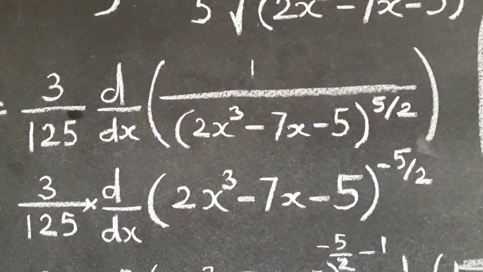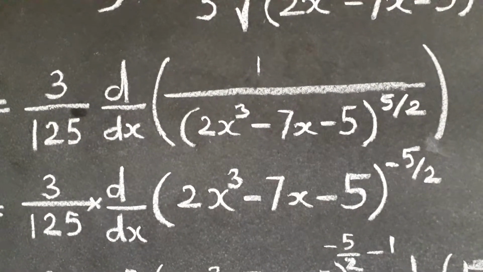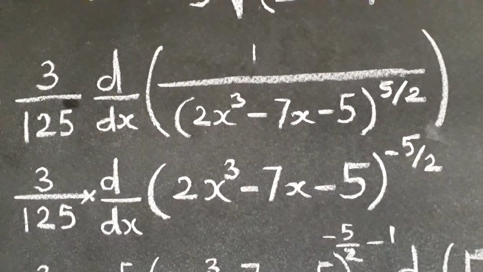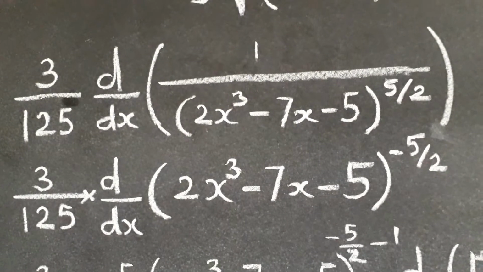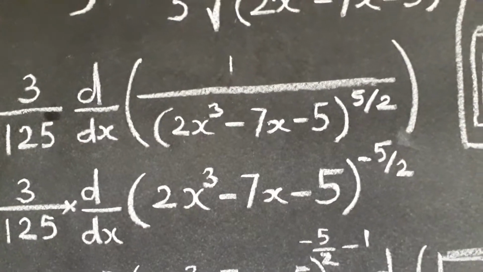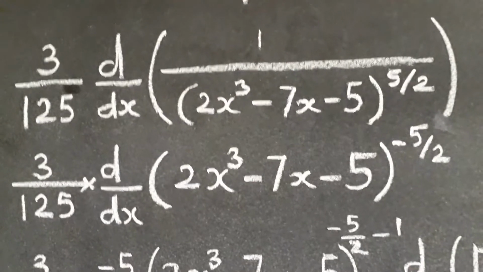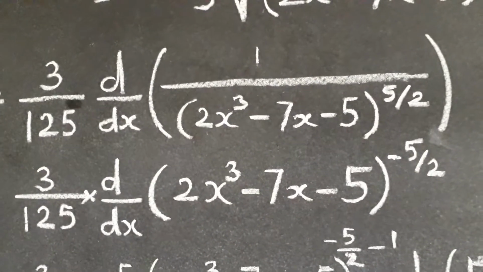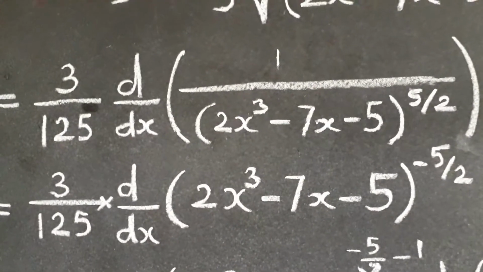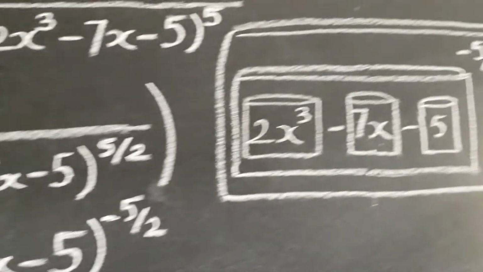Now when I see the type of function here, it is a power function with base as variable and minus 5 by 2 as a constant. So it is of the type x raised to n, and for x raised to n we know the standard formula. Only the thing is that here instead of x the replacement is the bracket (2x cube minus 7x minus 5).